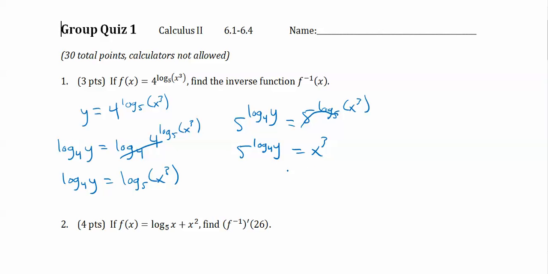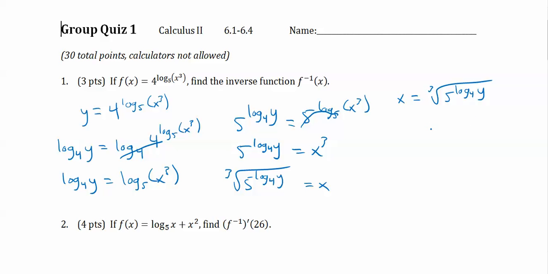And last but not least, we can take the cube root of each side. So cube root of 5 to the log base 4 of y equals x. And well, now let's just switch sides for a moment and bring the x over on the left side. x is the cube root of 5 to the log base 4 of y.